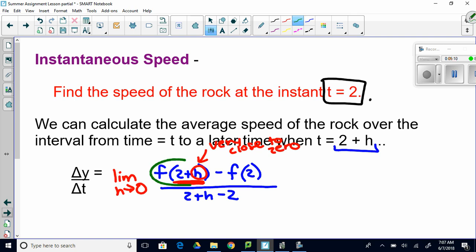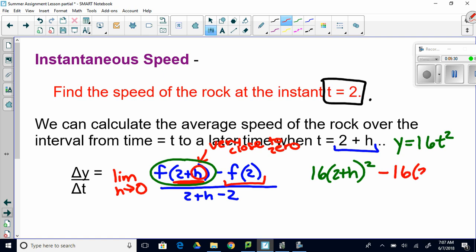So this is f of 2 plus h. That means plug 2 plus h into our equation. Our equation is 16t squared. So I'm going to plug 2 plus h in. And then I'm going to do minus f of 2. So minus, I'm going to plug 2 in. And then I'm going to divide by, well, really I'm dividing by h. And remember, this is the limit as h approaches 0.